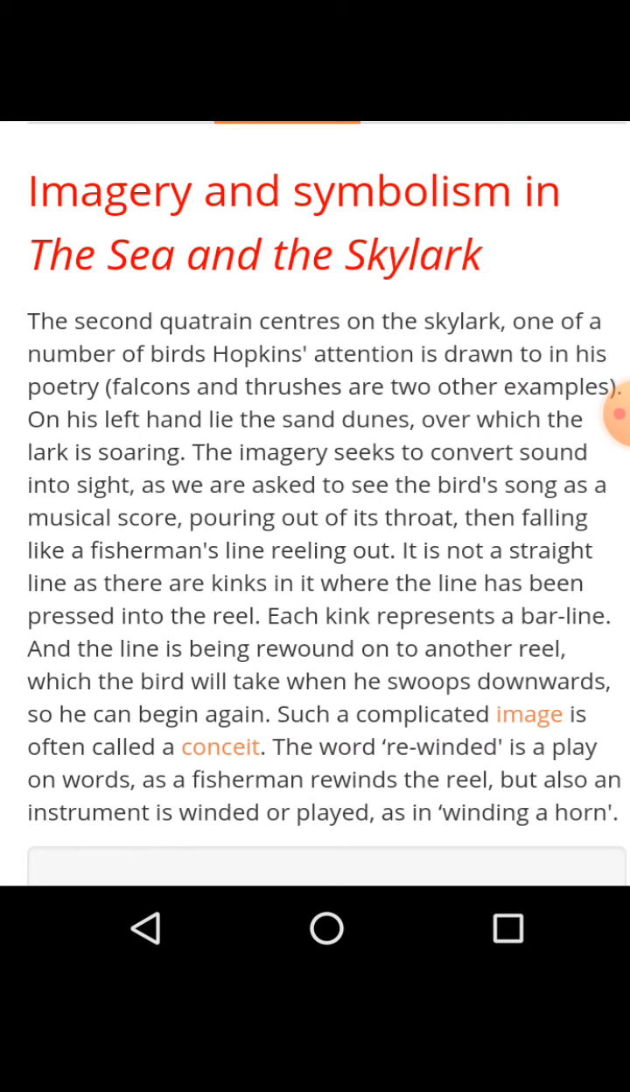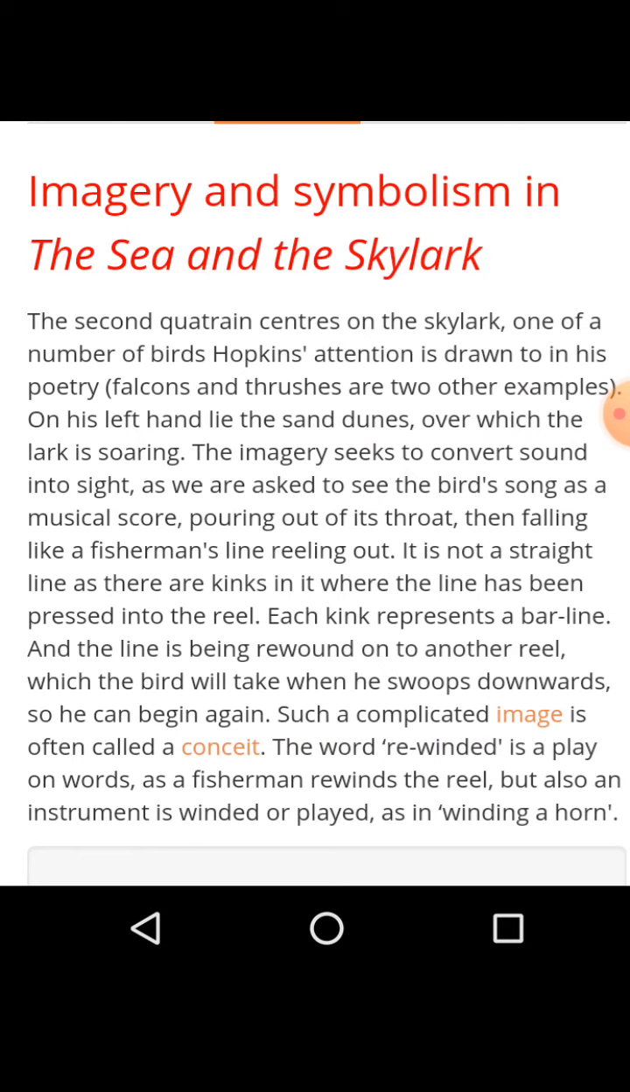The second quatrain centers on the skylark, one of a number of birds to which Hopkins' attention is drawn in his poetry. When we read Hopkins' sonnets, we find out that he is in love with birds. Through the imagery of birds, he describes his ideas. Like in some of his poems, we see the falcon and the thrush as two other examples. On his left hand lie the sand dunes over which the lark is soaring. The imagery seeks to convert sound into sight. This is the beauty of this sonnet.